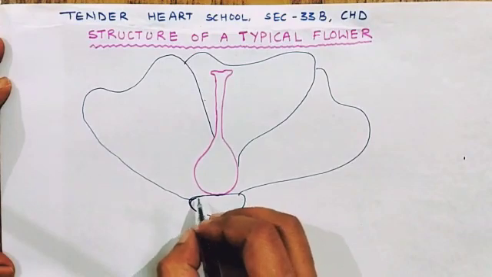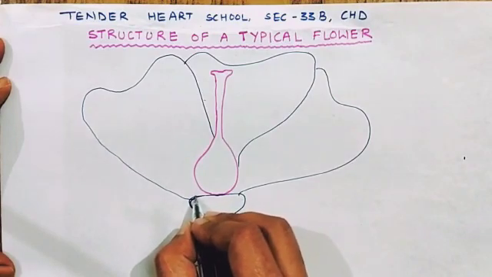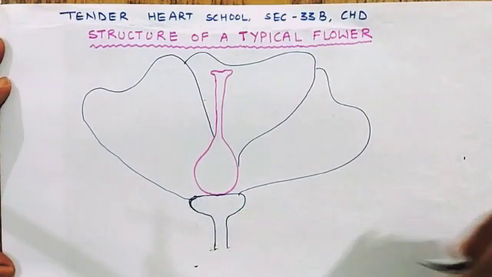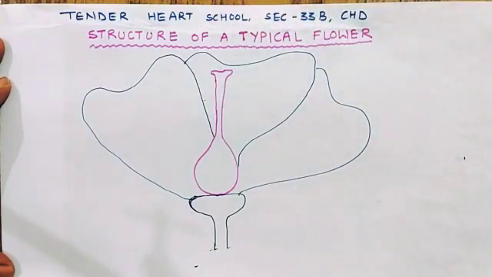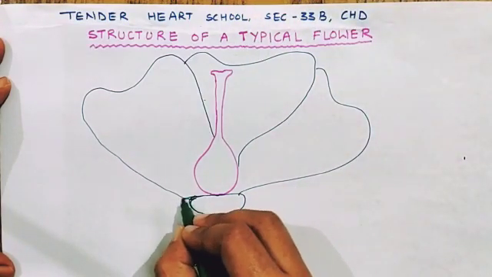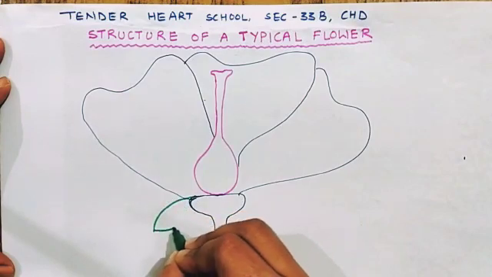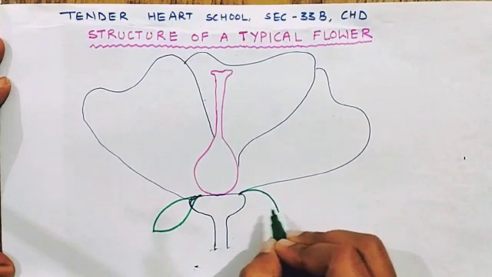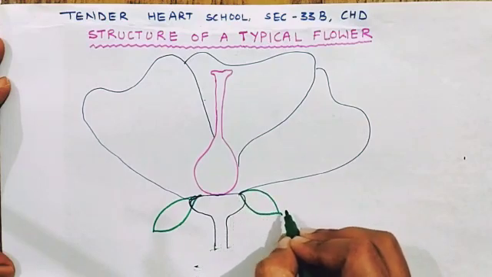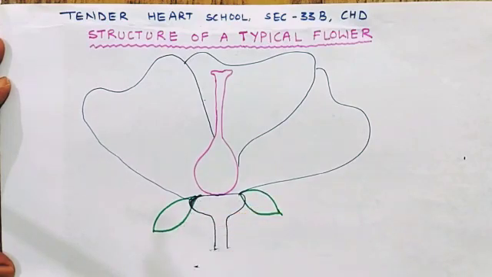Right. Now let us draw the sepals. Sepals are the green colored leaf-like structures in a flower. Like this, you must have seen, right? Okay.